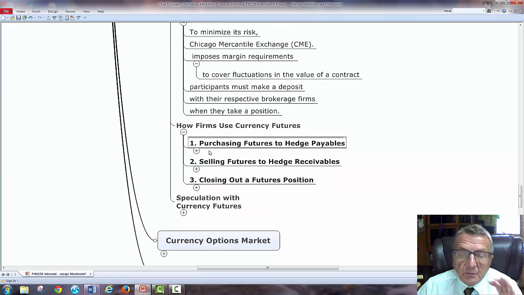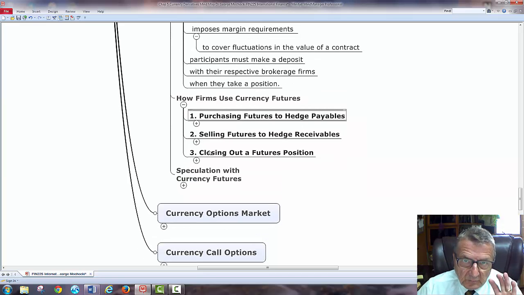Okay, how firms use currency futures. Now, there's three main ones. I got them in bold. Make sure you remember this. They may come up on the exam.